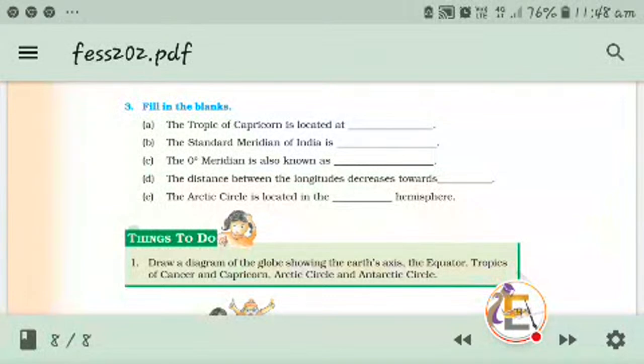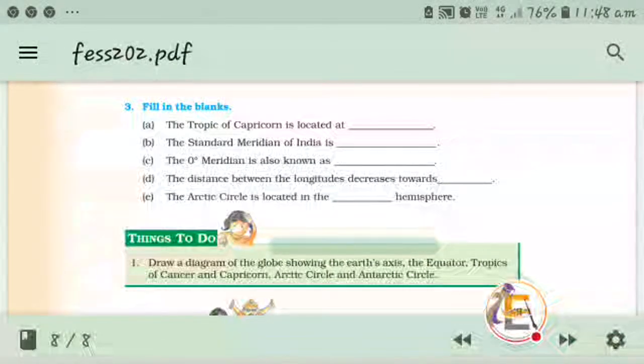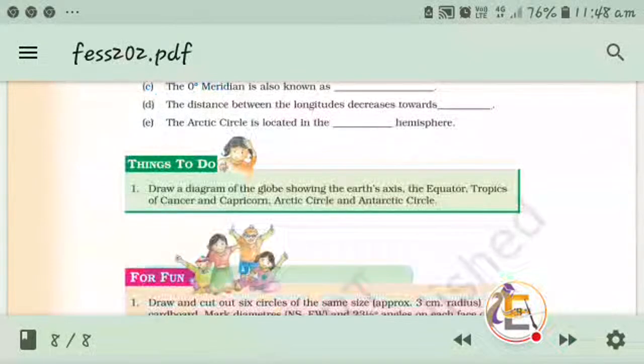Draw a diagram of the globe showing the Earth's axis, the equator, tropics of Cancer and Capricorn, Arctic Circle and Antarctic Circle. Draw and cut out 6 circles of the same size, approximately 9 centimeters.